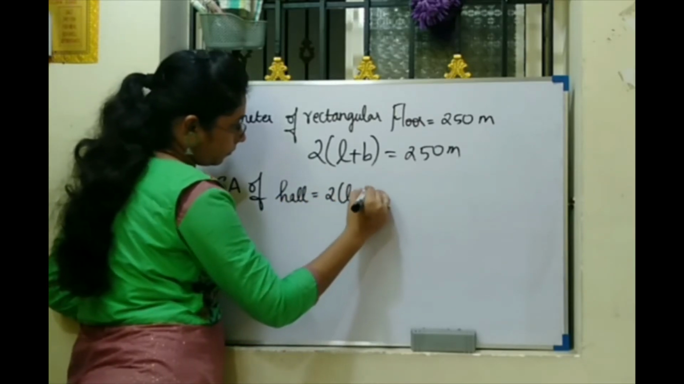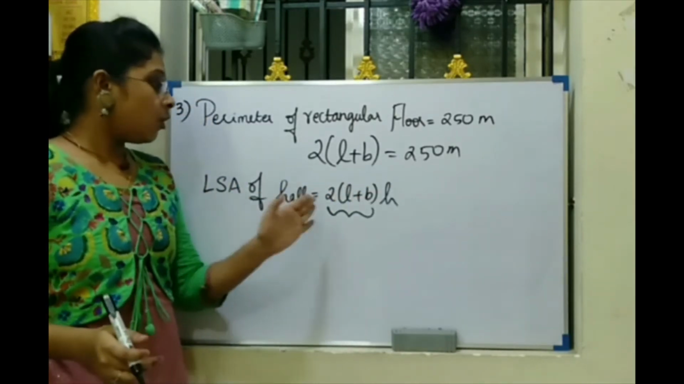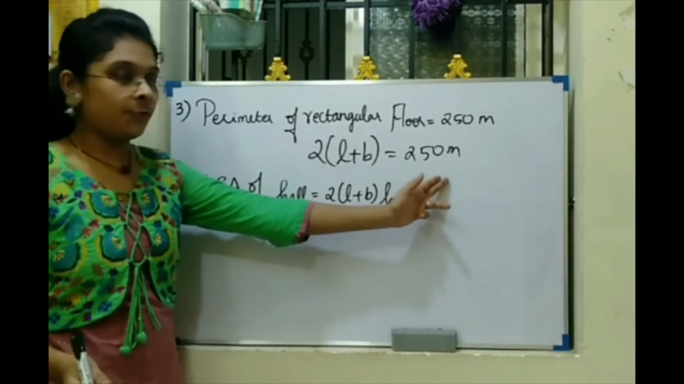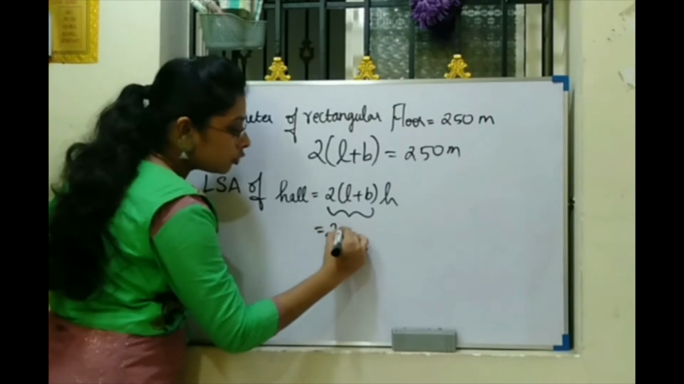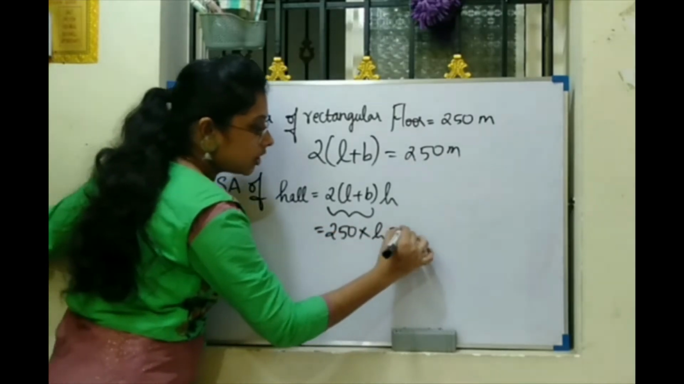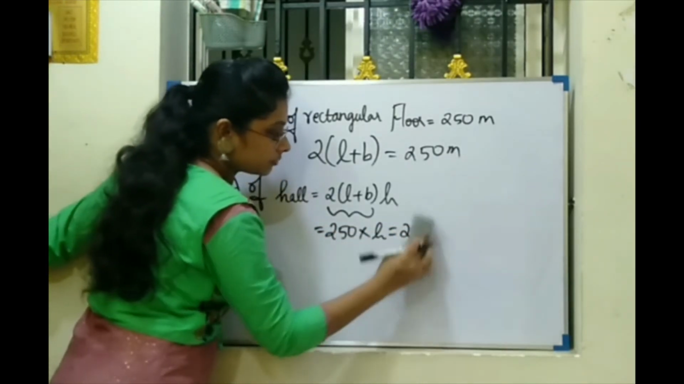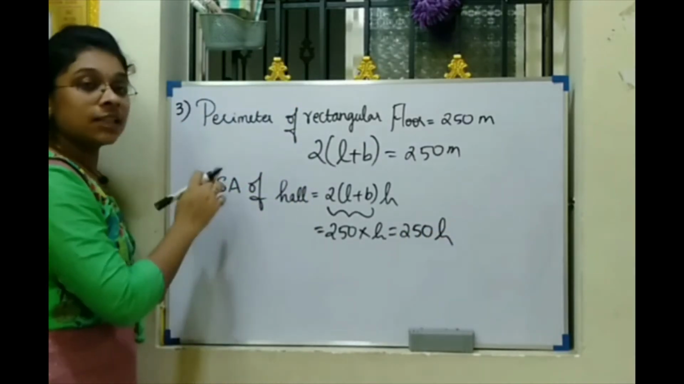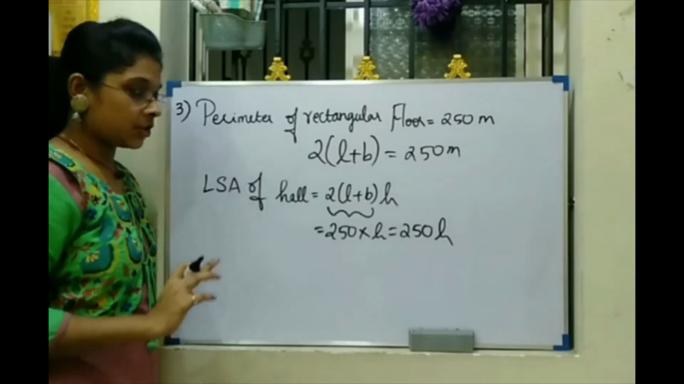We know the value of 2 into (L plus B), right? 2 into (L plus B) is equal to 250 meter, so the lateral surface area is equal to 250 into H, which is 250 H. Therefore, LSA of the hall is equal to 250 H.